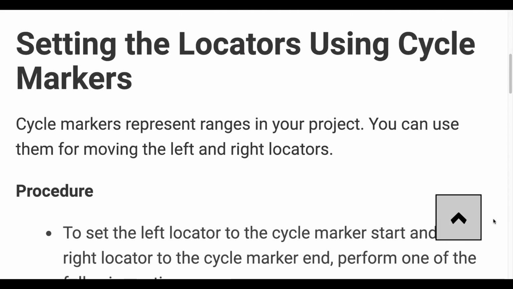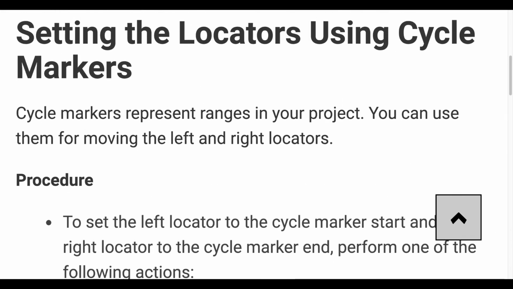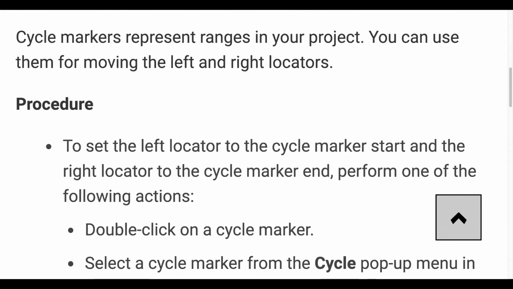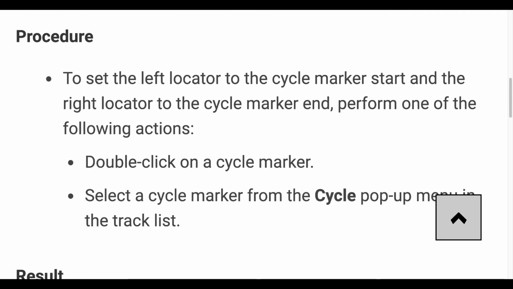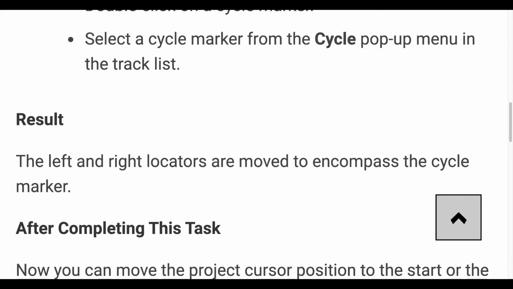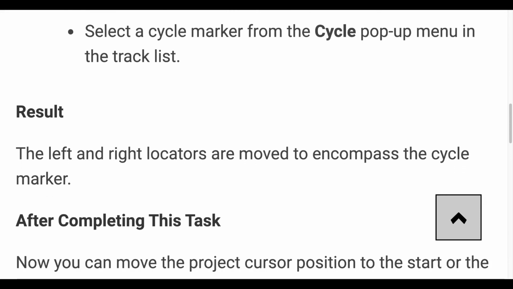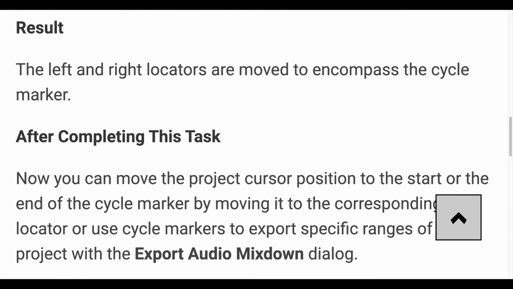Setting the locators using cycle markers. Cycle markers represent ranges in your project. You can use them for moving the left and right locators. Procedure. To set the left locator to the cycle marker start and the right locator to the cycle marker end, perform one of the following actions. Double-click on a cycle marker. Select the cycle marker from the cycle pop-up menu in the track list. Result. The left and right locators are moved to encompass the cycle marker.